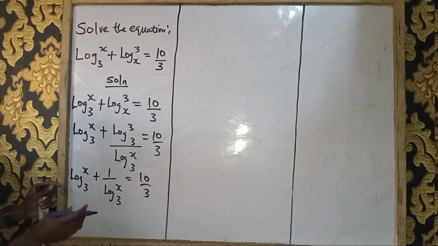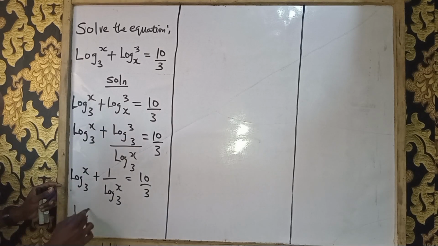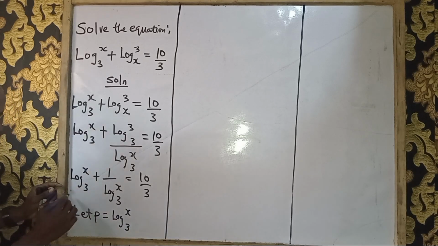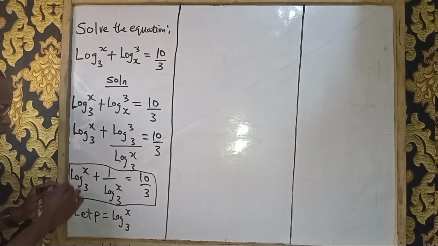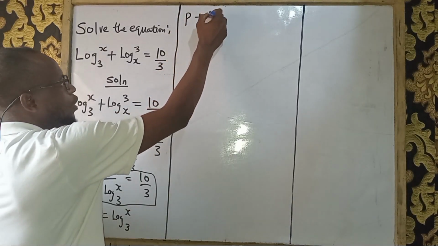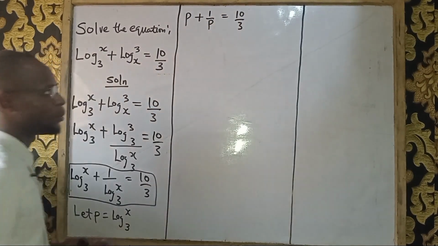So since this one and this one are now the same, I can use a particular letter to represent them. I can simply say that let p equal log x in base 3. So anywhere I see log x in base 3 in this expression, I'm going to put p. So if I do that, I will have p plus 1 over p is equal to 10 over 3. I believe that is clear.